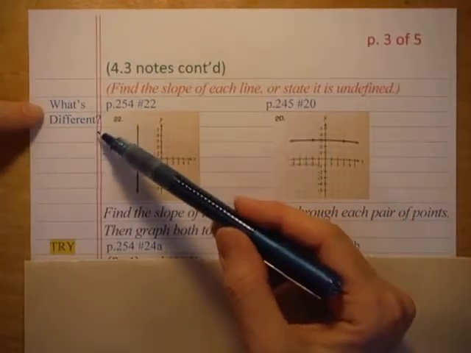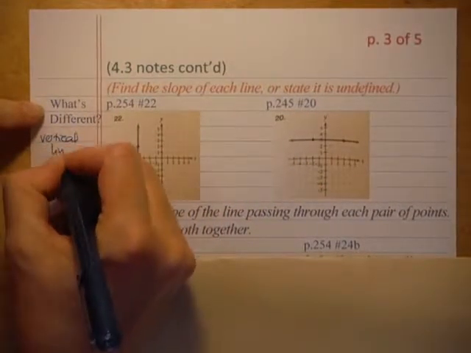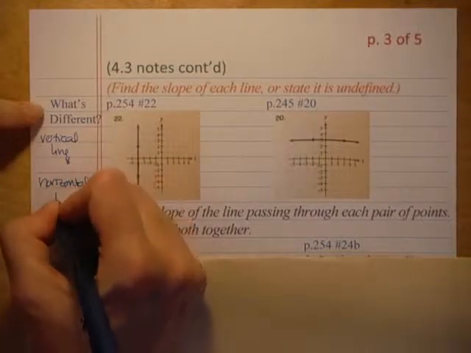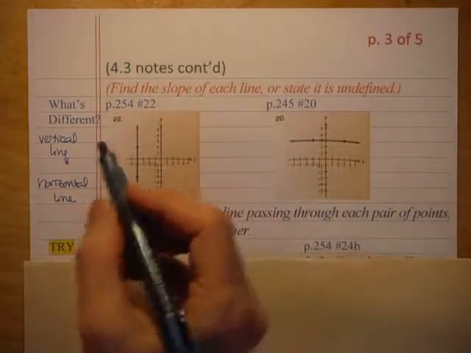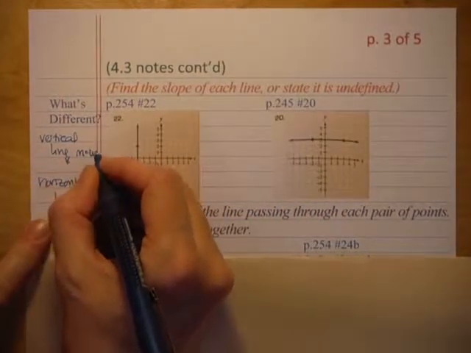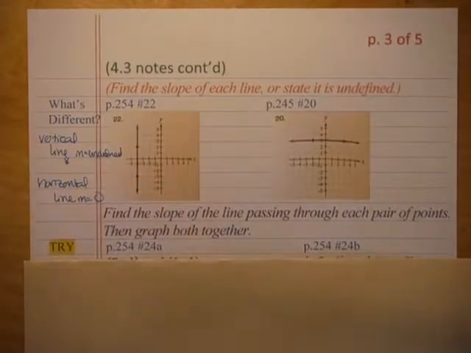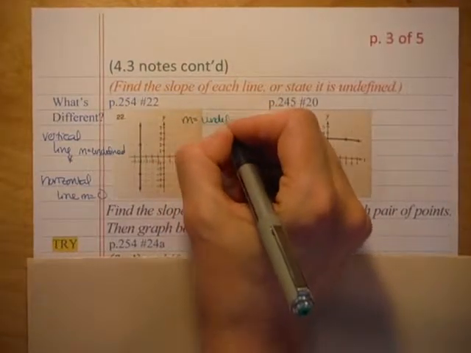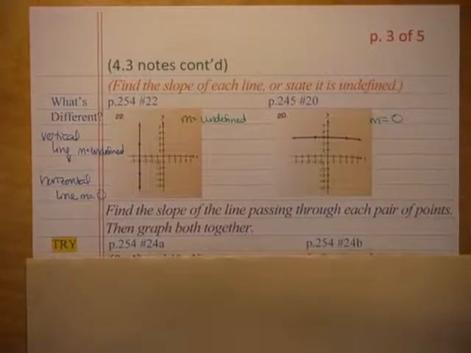What's different about these? Well, we're looking at a vertical line and a horizontal line. Now, hopefully, if you've been taking good notes, kind of paying attention, these should take you less than a second. When they ask you for the slope, if you see vertical, your slope is undefined. If you see horizontal, your slope is 0. So you should be able to go straight to the answer here. Slope is undefined. Slope is 0 for the horizontal, for number 20.